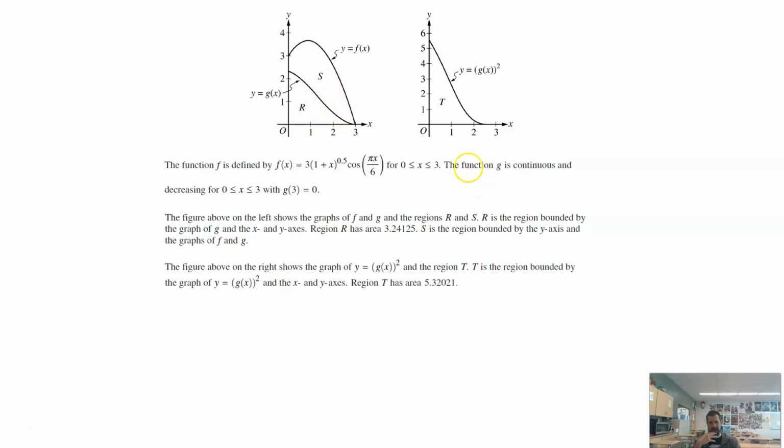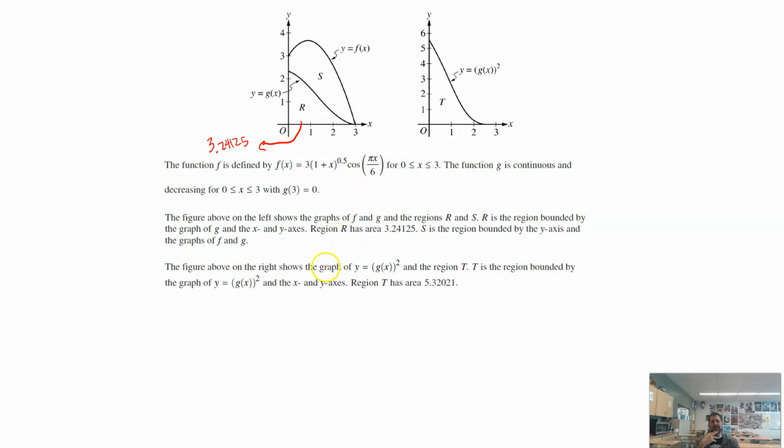Okay, and then it says R is the region bounded by the graph of g and the x and y axes. So this area down here is R. Then it says region R has an area of 3.4125, and it's kind of weird that it gives it to us. So that is that area right there. Then it says S is the region bounded by the y-axis and the graphs of f and g, but it doesn't tell us what that area is.